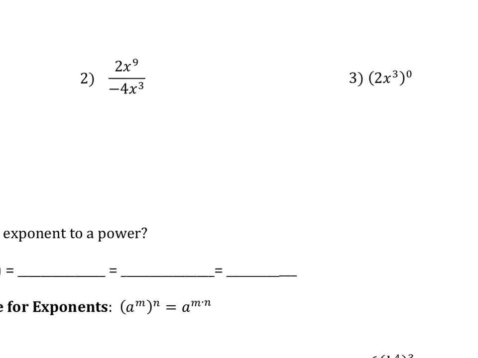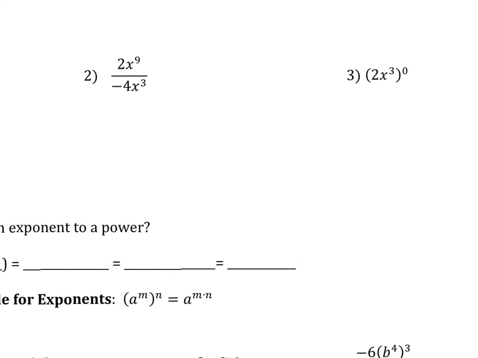Next, we have 2x to the 9th divided by -4x cubed. Now here, we still have to cancel out our coefficients. So 2 goes into 2 once and into -4 -2 times. And then x to the 9th over x cubed is going to leave us with x to the 6th power. So we end up with the negative of x to the 6th over 2 power.